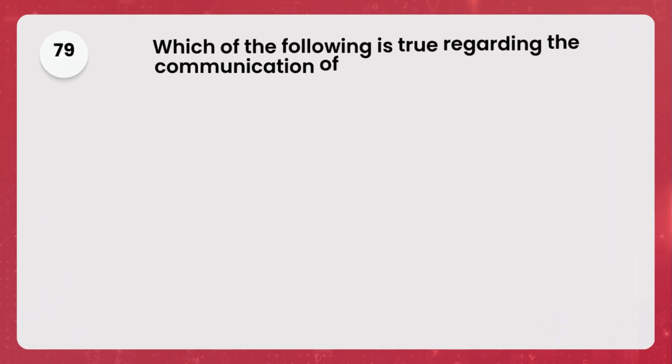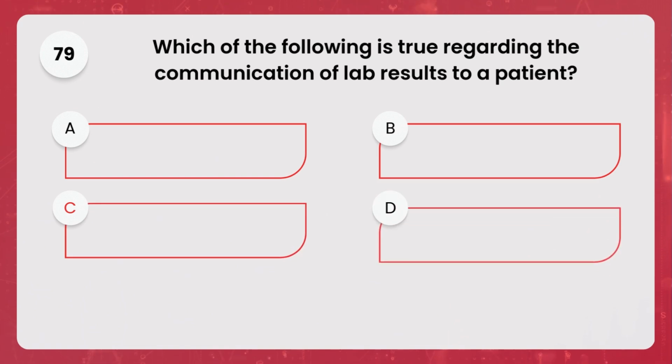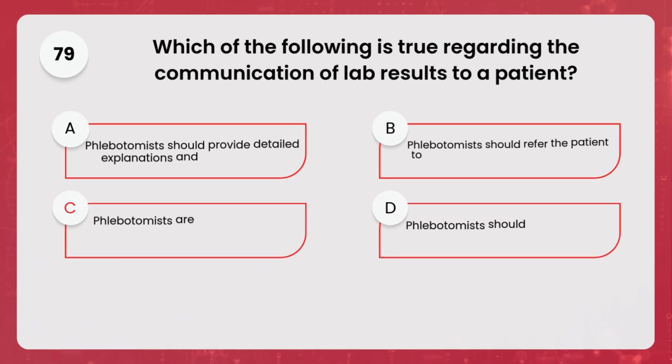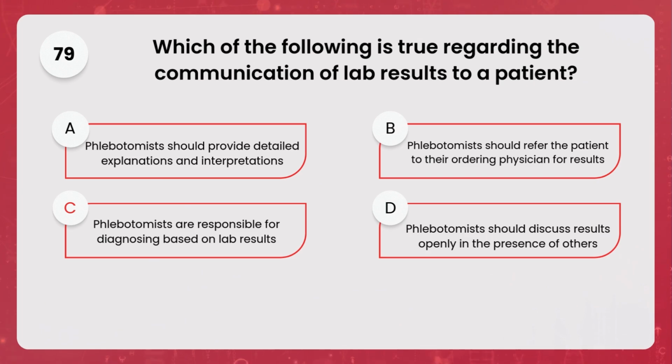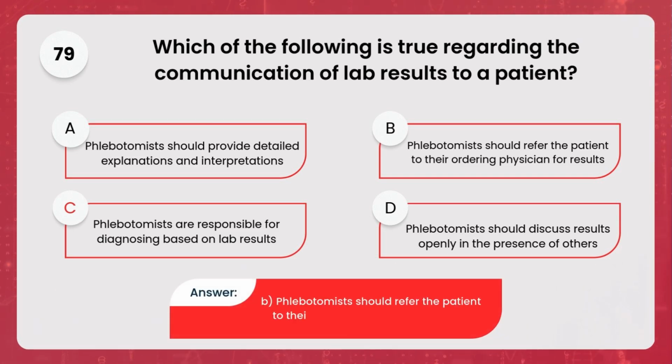Number 79. Which of the following is true regarding the communication of lab results to a patient? A. Phlebotomists should provide detailed explanations and interpretations. B. Phlebotomists should refer the patient to their ordering physician for results. C. Phlebotomists are responsible for diagnosing based on lab results. And D. Phlebotomists should discuss results openly in the presence of others. The answer is B. Phlebotomists should refer the patient to their ordering physician for results.